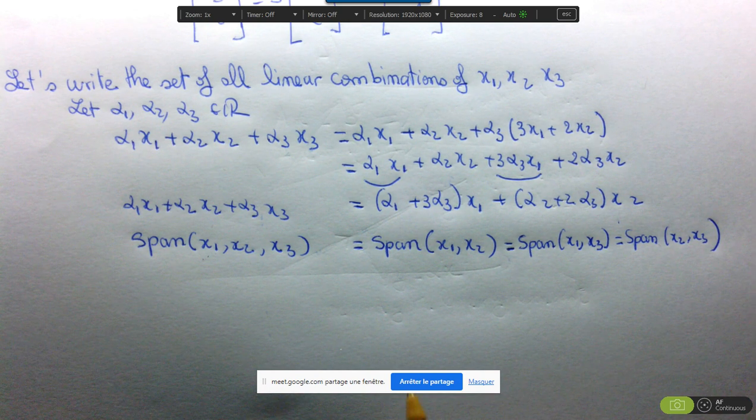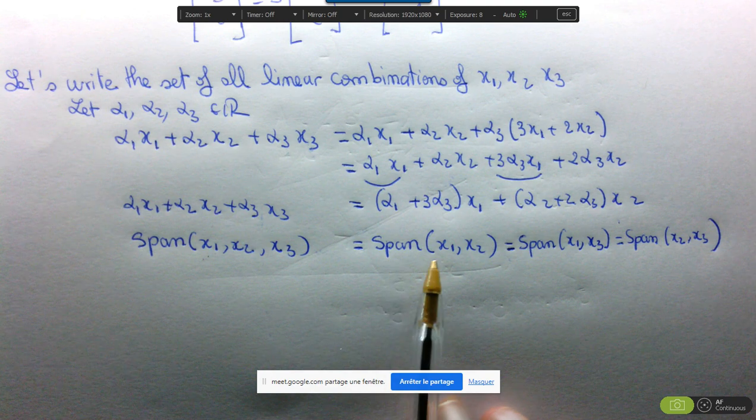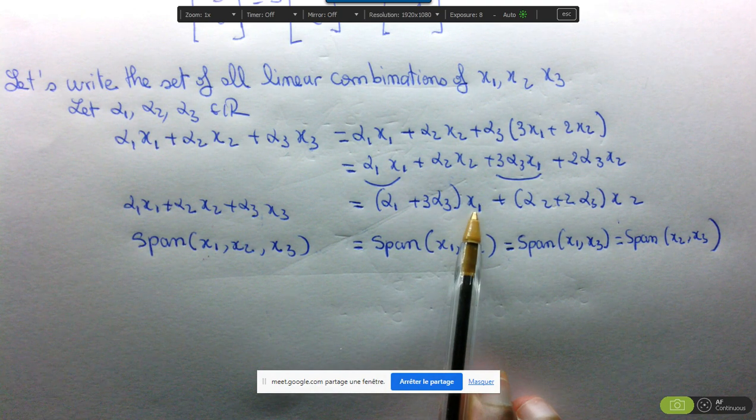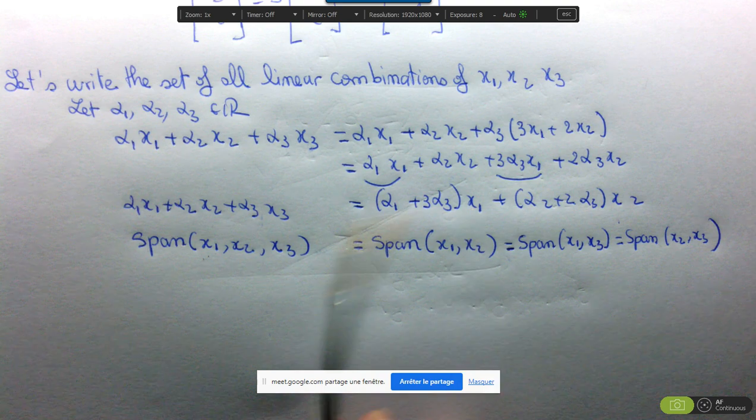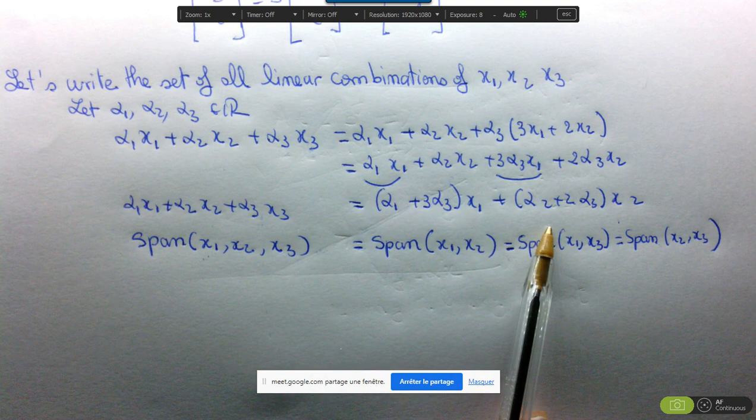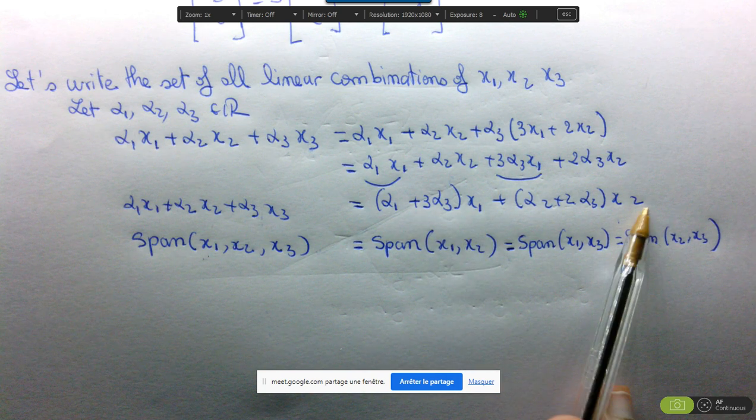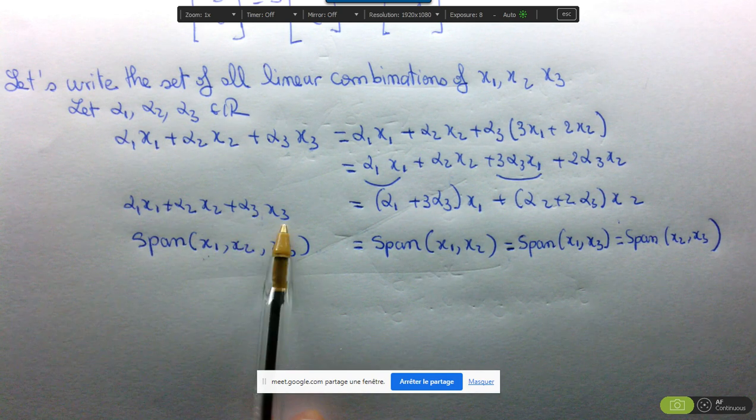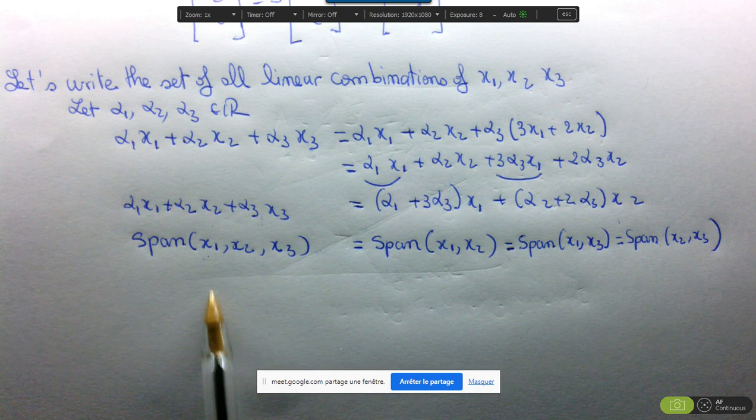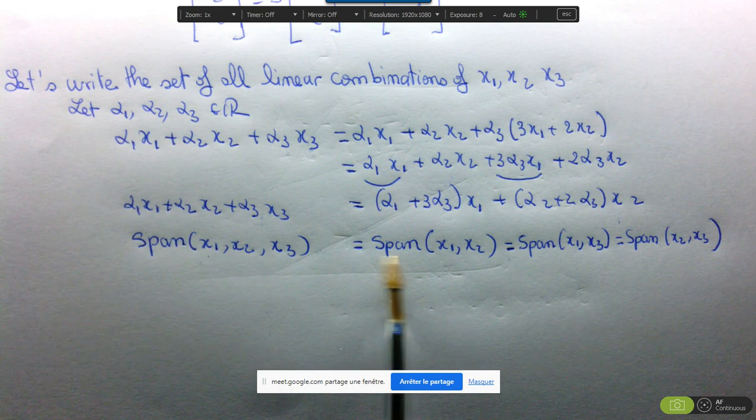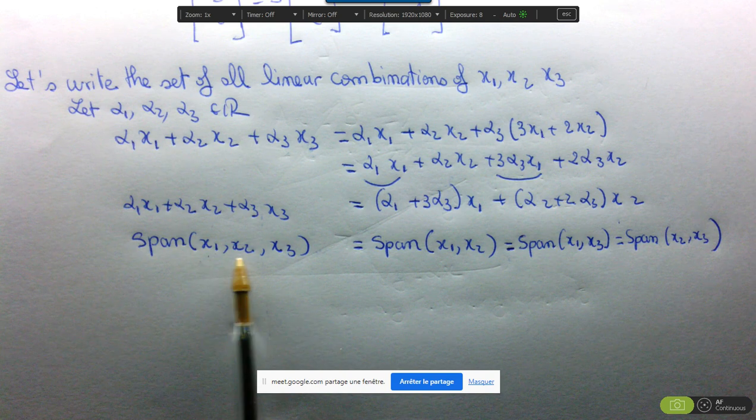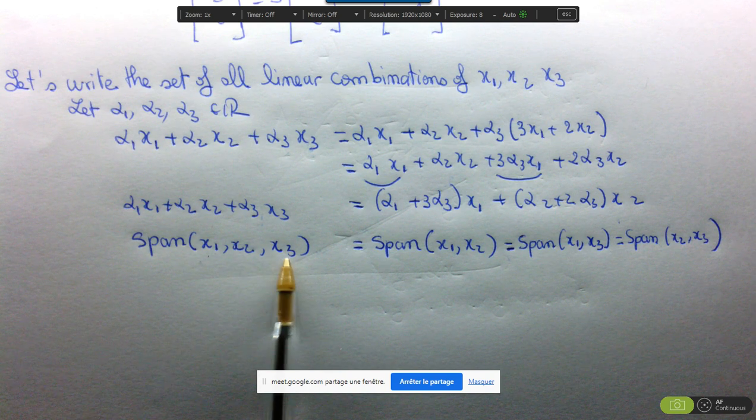So here we can see that there is a dependency. One vector is written in terms of the other. There is a dependency relationship between those three vectors, x1, x2, and x3. One can be written in terms of the other. So there is a dependency relationship between them, and also we can easily simplify. We can simplify vectors that are linearly dependent.